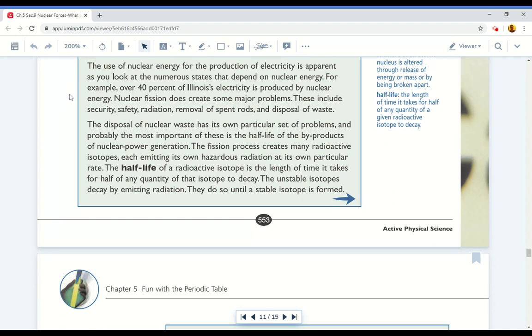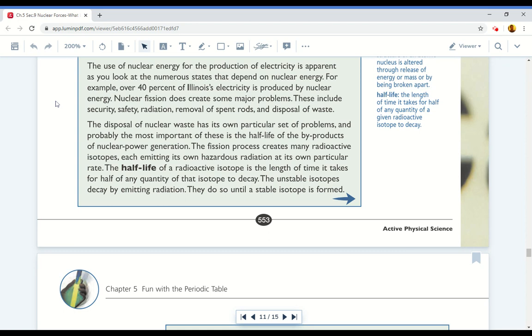The use of nuclear energy for the production of electricity is apparent as you look at the numerous states that depend on nuclear energy. For example, over 40% of Illinois' electricity is produced by nuclear energy. That's right south of us on the state line.